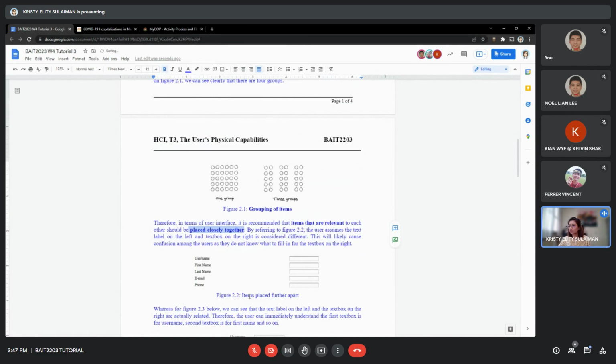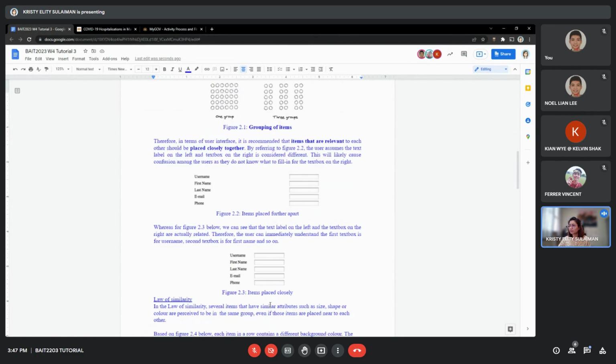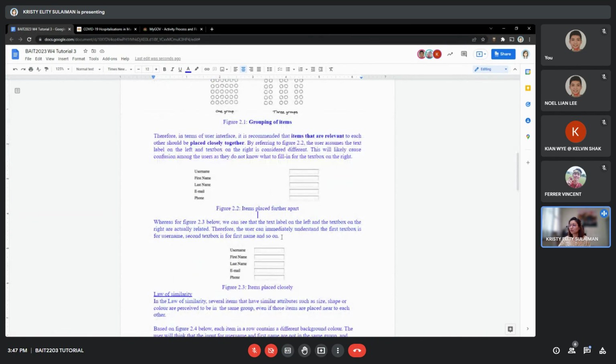Referring to 2.2, the user assumes the text label on the left and the textbox on the right are different. Like it's too far, right? But for this one, when you look at this interface, it's more convenient to see, if you apply the law of proximity, which items are placed closely, like this text field and this field name.